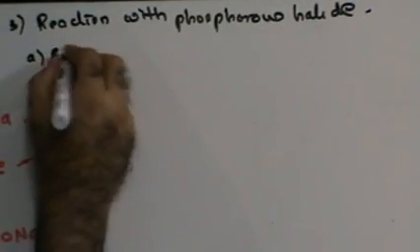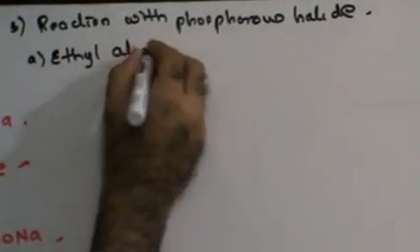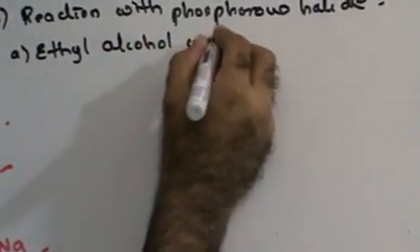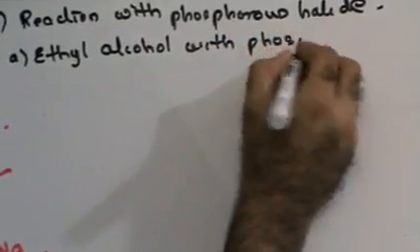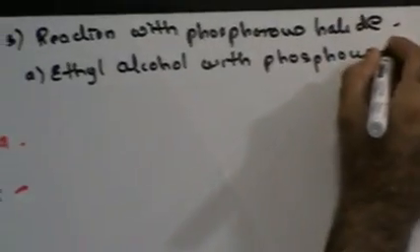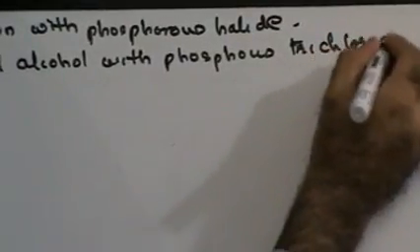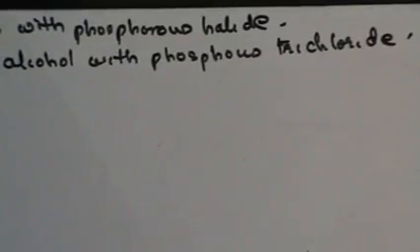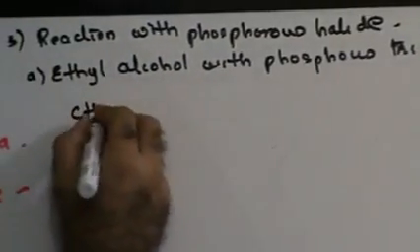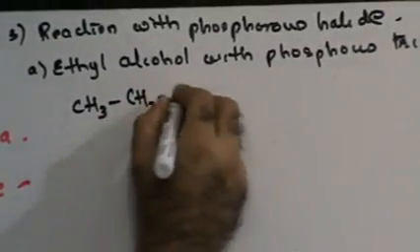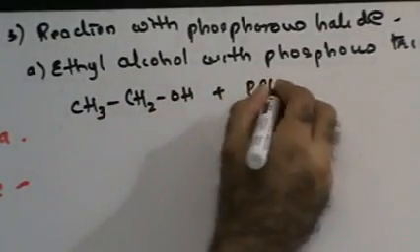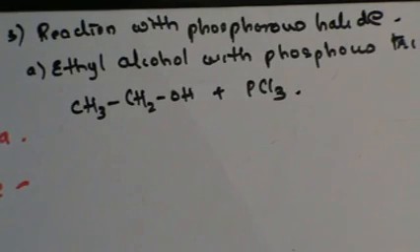What happens when ethyl alcohol reacts with phosphorus trichloride? Ethyl alcohol, ethyl, CH3CH2, alcohol, OH, phosphorus trichloride, PCl3. Right? Now in this case, you need to heat the reaction.